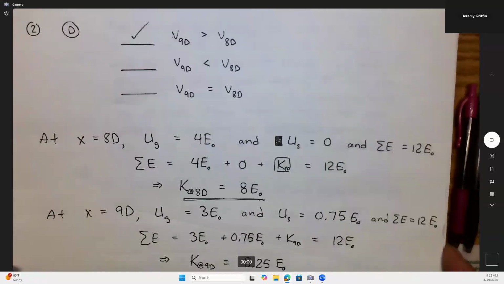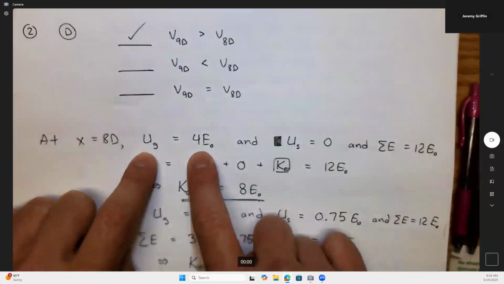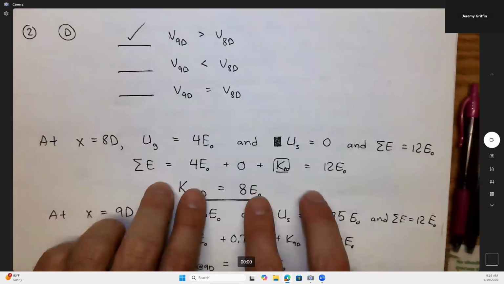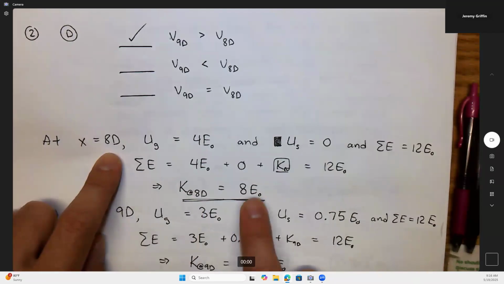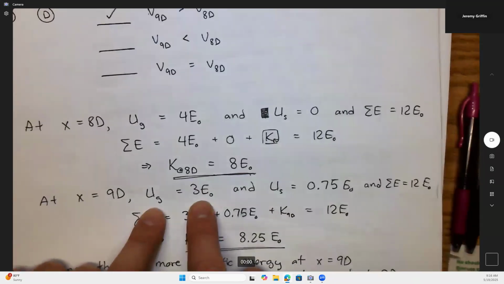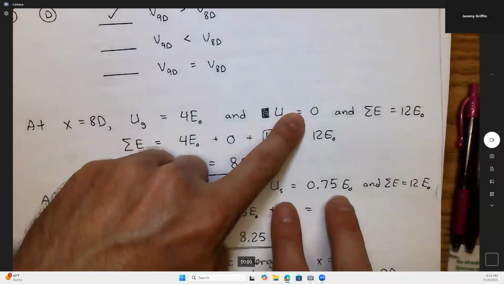But here's how I wrote it, and I spelled it out. I said at 8D, the gravitational potential energy is 4 energy units, and spring is 0, and the sum of energy is 12. Therefore, kinetic energy would be 8 energy units. So at 8D, the kinetic energy is 8 units. But at 9D, the gravitational potential energy is only 3, so we went from 4 down to 3. And the spring is from 0 up to 3/4.